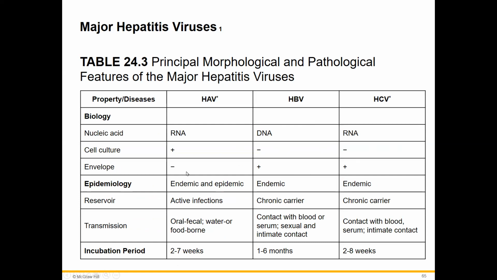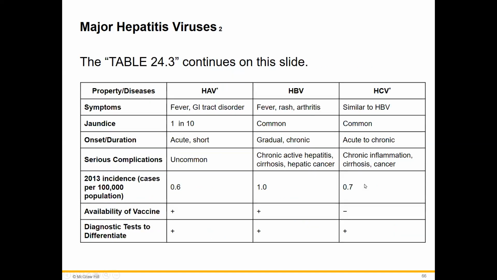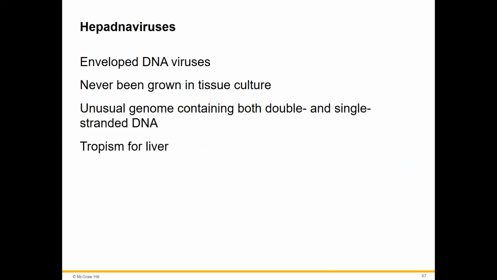Envelope-wise, Hep A does not have an envelope, and there's active versus chronic, incubation, etc. We've already looked at some of those pieces, so really just the DNA and RNA is what I find the most interesting. As a whole, hepadnaviruses are enveloped, so Hep B is an enveloped DNA virus. It can have both double and single-stranded DNA.